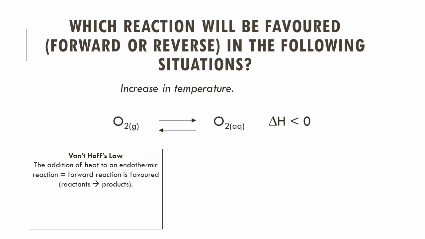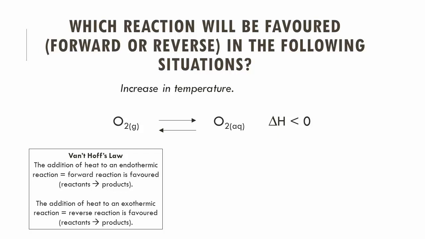However, if we added heat to an exothermic reaction, we would be favoring the reverse reaction for the system to find a new equilibrium. An easy way to think of it is to imagine heat as a reactant for endothermic reactions and a product for exothermic reactions, and then treat the increase or decrease in temperature as an increase or decrease in reactants or products, just as you would with any other question.